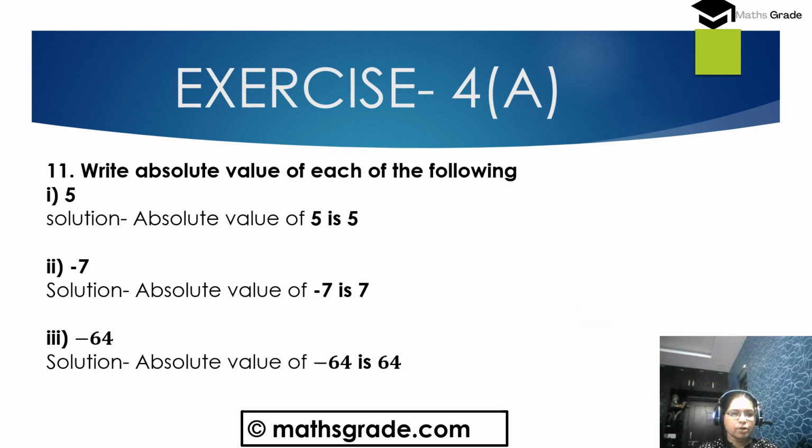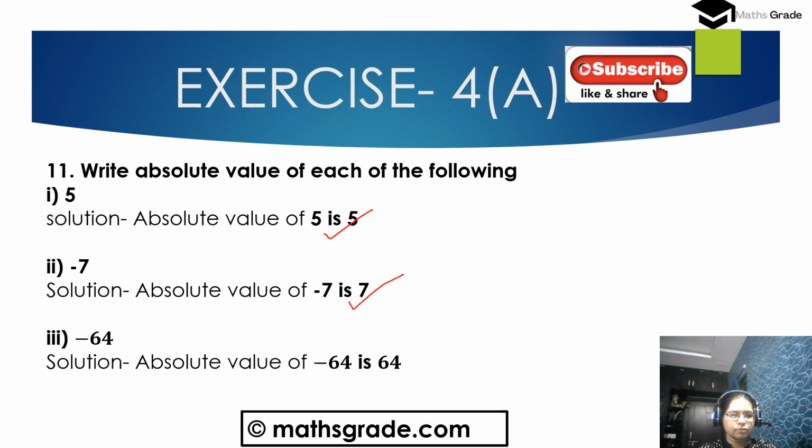Now we will solve question number 11. Write the absolute value of each of the following. First bit is 5. The absolute value of a positive integer is positive and the absolute value of a negative integer is also positive. So 5 is a positive integer, so the absolute value of 5 is positive 5. Second bit, minus 7. The absolute value of a negative integer is a positive integer, so the absolute value of minus 7 is positive 7. Third bit, minus 64. The absolute value of minus 64 is positive 64.